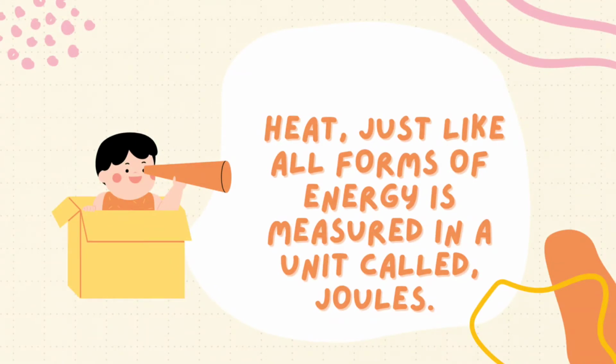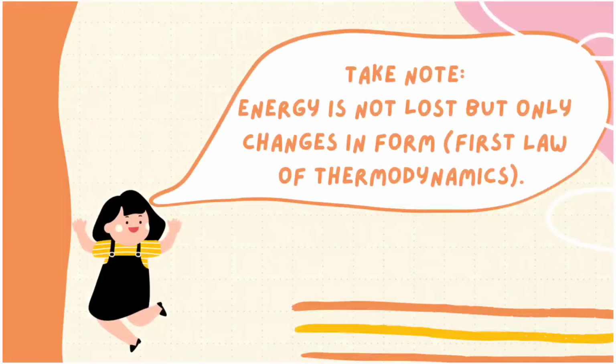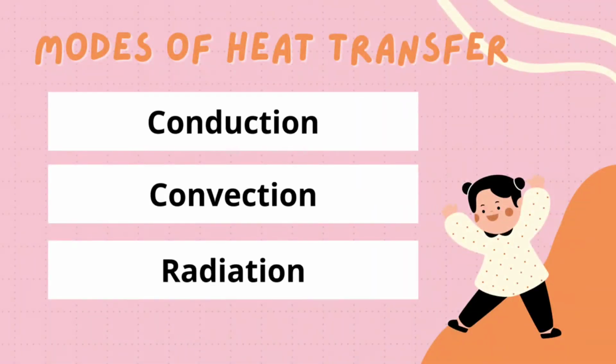Heat, just like all forms of energy, is measured in a unit called joules. The mode of heat transfer depends on whether the substance is a solid, a liquid, or a gas, each of which has different properties. Take note that energy is not lost but only changes in form, according to the first law of thermodynamics. This makes it possible for the energy from the fire to be transferred into the pot, towards the soup, and into the spoon. The process of heat transfer can happen in three ways. These are conduction, convection, and radiation.